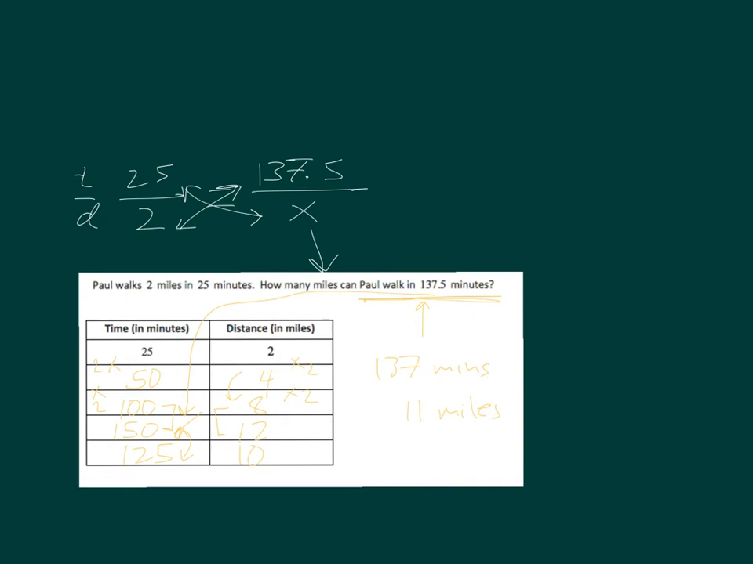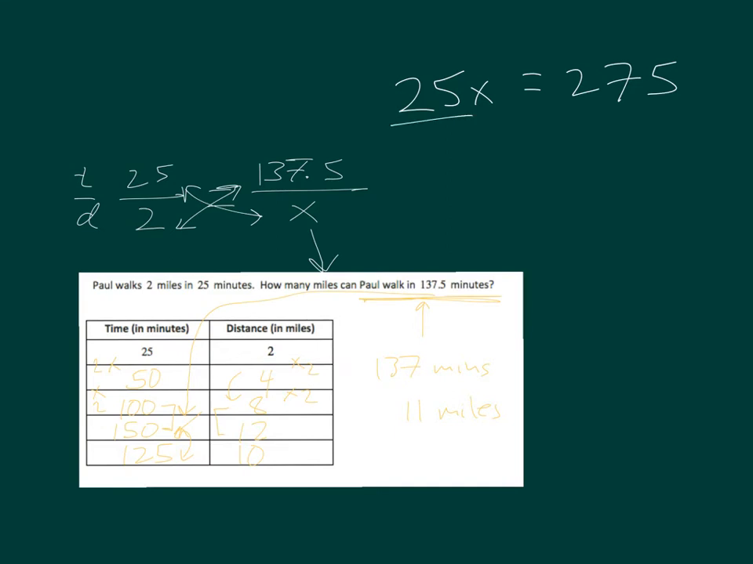So if I take this proportion which I set up, and we mentioned this idea of cross products, so what that means, if I multiply 25 times x, I end up with 25x. And if I multiply 137.5 times 2, I would actually get 275. So if I'm right there, then I really just have a one-step equation to solve.